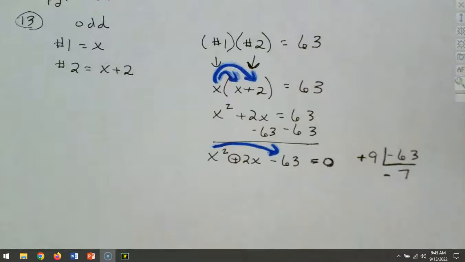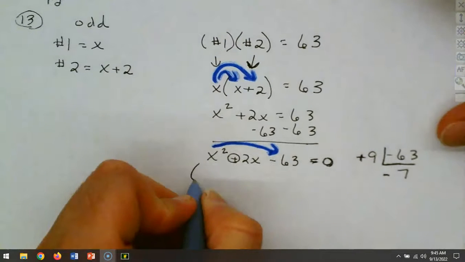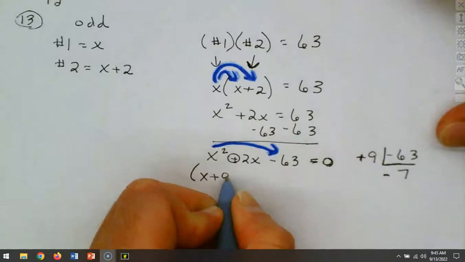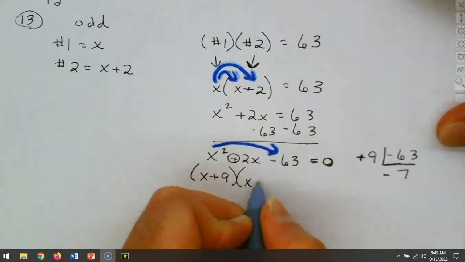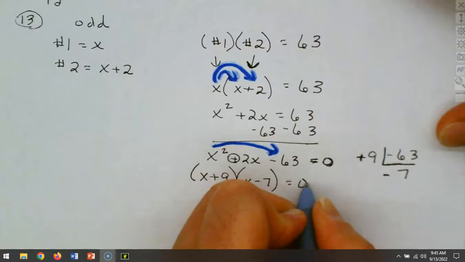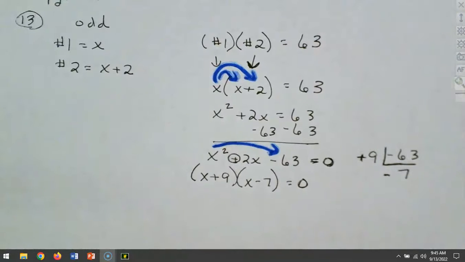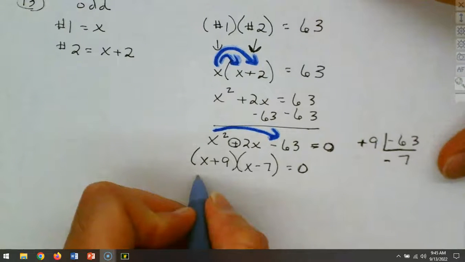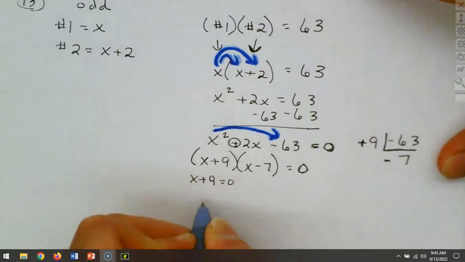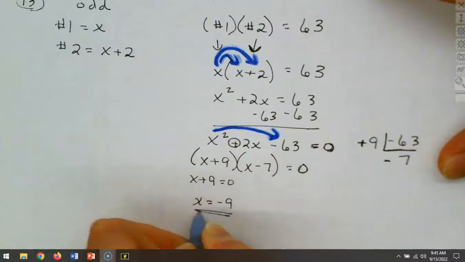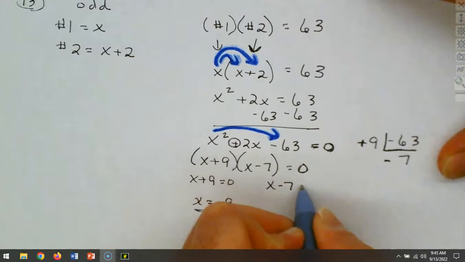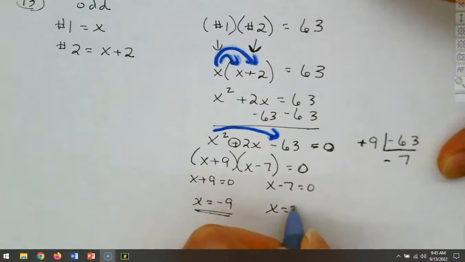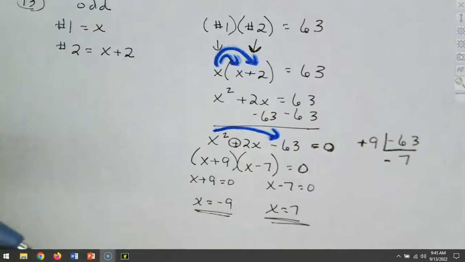There's no number in front, so we can jump directly to our factors. And so that's x plus 9, x minus 7 equals 0. Remember, we've done these before. And now we can get our solutions. So what do we have? We have x plus 9 equals 0, so x equals a negative 9. And we've got x minus 7 equals 0, so x equals 7.